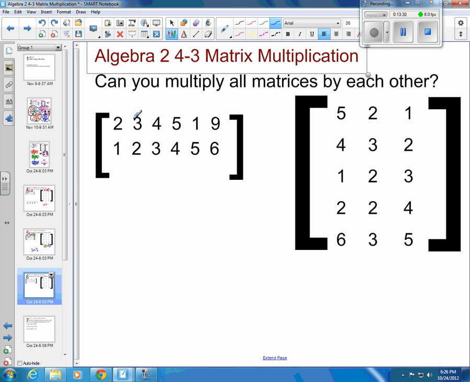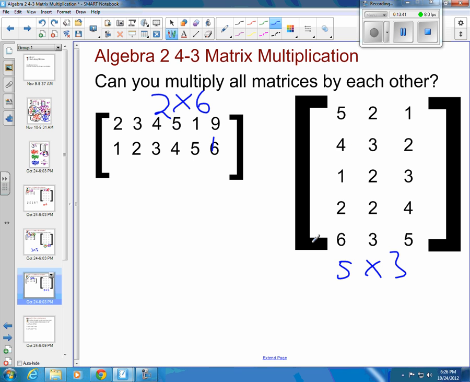What about this one? This is a 2 by 6. This is a 5 by 3. This is a 6. This is a 5. Can't multiply. You cannot multiply these items.